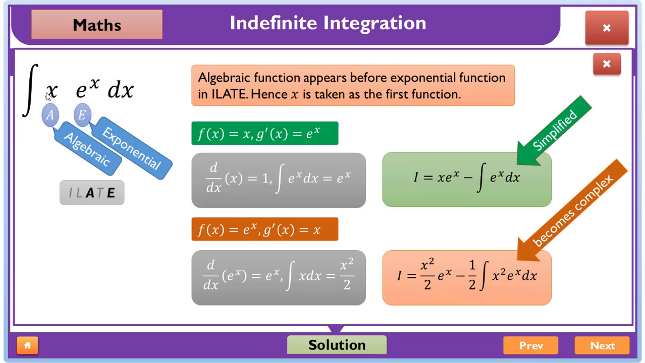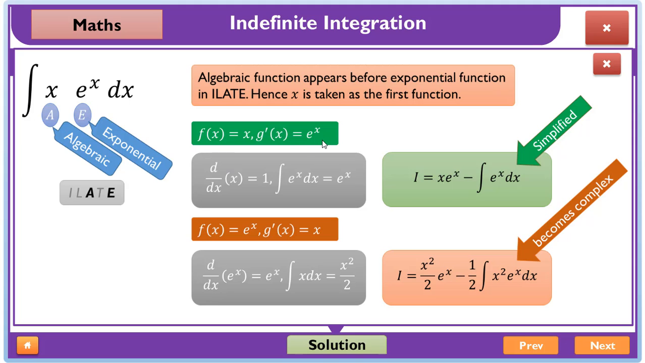Our integral is x e to the power x dx. x is an algebraic function and e to the power x is an exponential function. In the order ILATE, x appears first because it is an algebraic function. e to the power x appears second because it is an exponential function. So our natural choice should be x as the first function and e to the power x as the second function.